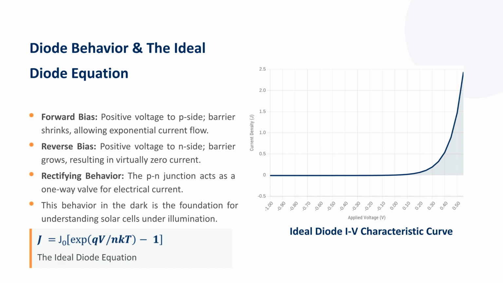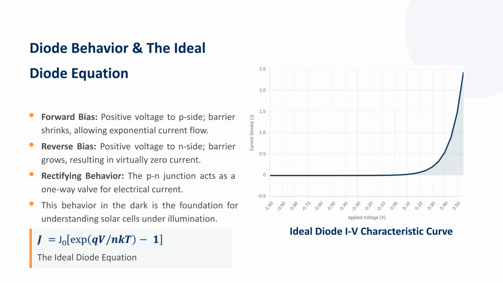Before we wrap up, we need to understand how this junction behaves when we apply an external voltage, putting it into a state of non-equilibrium. If we apply a positive voltage to the P side and a negative voltage to the N side, we create an external electric field that directly opposes the built-in electric field. This is called forward bias. The potential barrier shrinks, the depletion region narrows, and majority carriers flood across the junction, resulting in an exponential increase in current. If we reverse the battery, we add to the built-in field. This is reverse bias. The barrier grows taller, the depletion width expands, and virtually zero current flows.